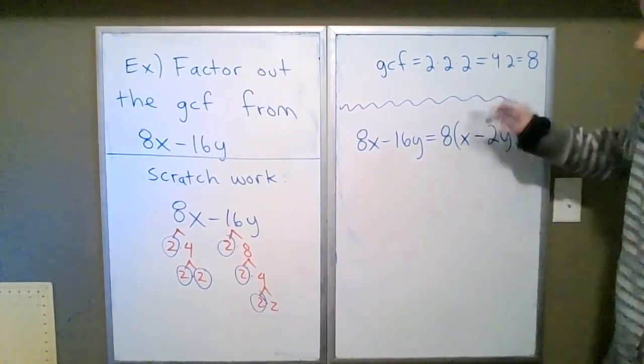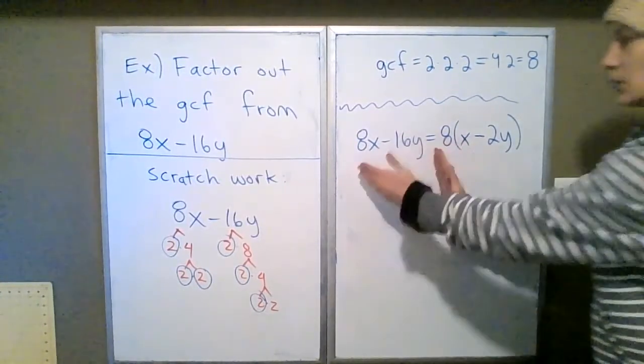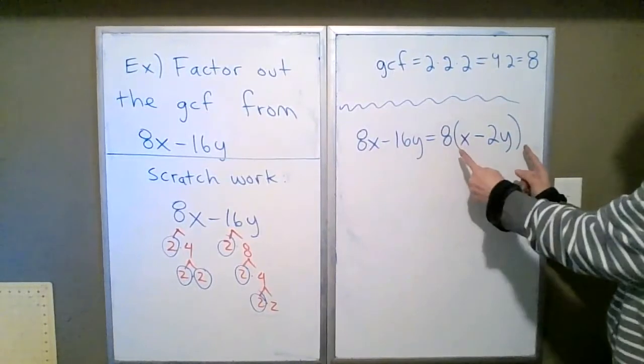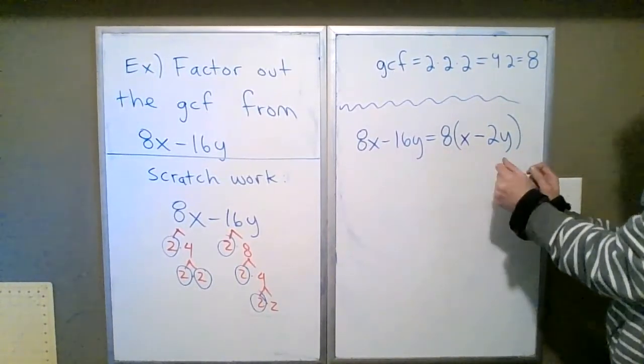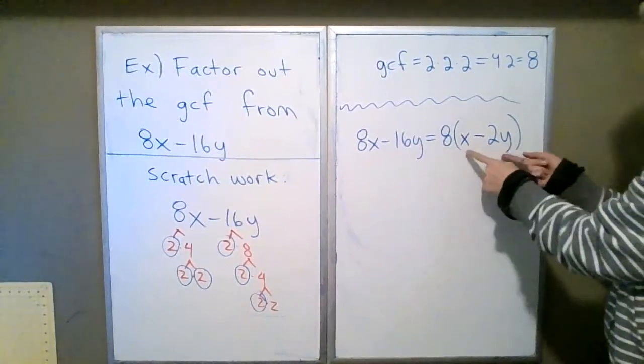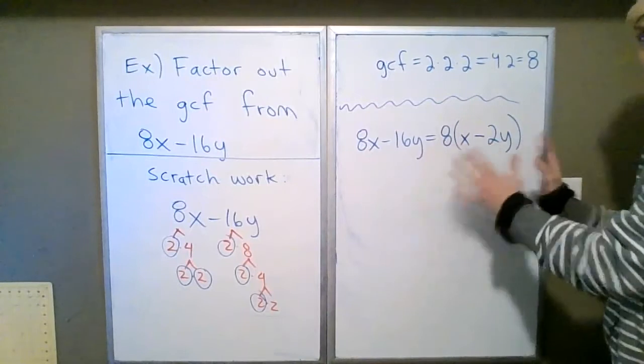And that's your answer. So we're trying to take an expression and write it as a product of polynomials with the smallest powers as we can get. If we could factor this further, we would, but this is as far as this part will factor.